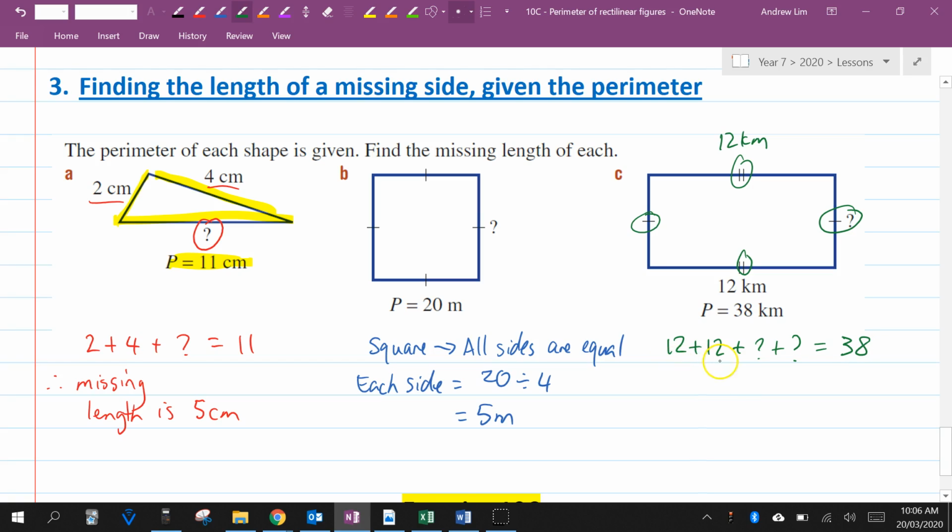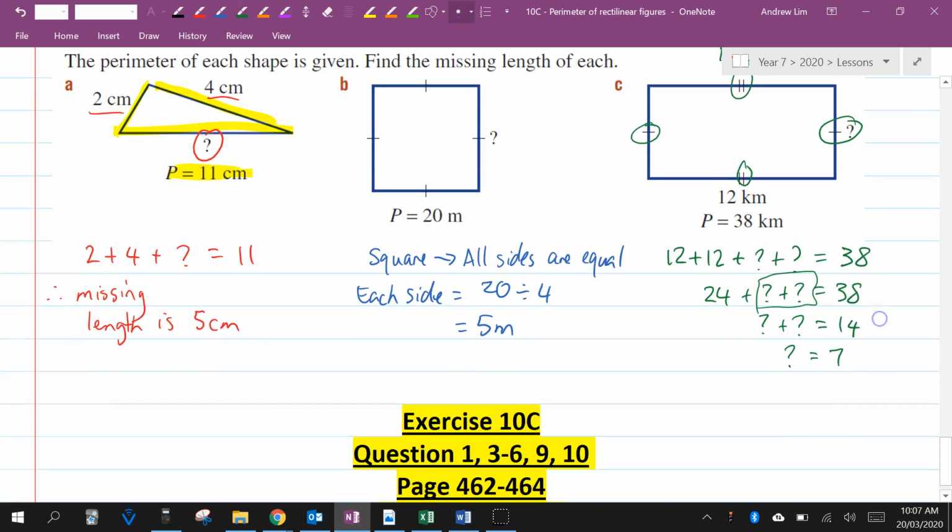So technically we've got 24 plus the 2 unknown sides is 38. Therefore, the 2 unknown sides need to add to 14, because 24 plus 14 is 38. And therefore, one of these question marks has to be 7. So therefore, missing side is 7 kilometers.